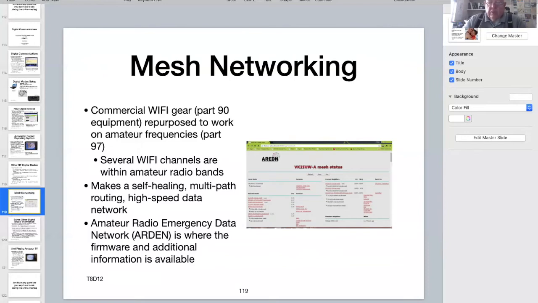Amateur radio high-speed mesh networks are being built all over the world, and we're in the process of establishing one of those networks in Tooele, which will eventually be linked up with an extensive mesh network along the Wasatch Front. It's called a mesh network because as more Wi-Fi routers are joined to the network, they form a self-healing, multi-path network, so that if one node drops out, data will automatically be routed in a different way.